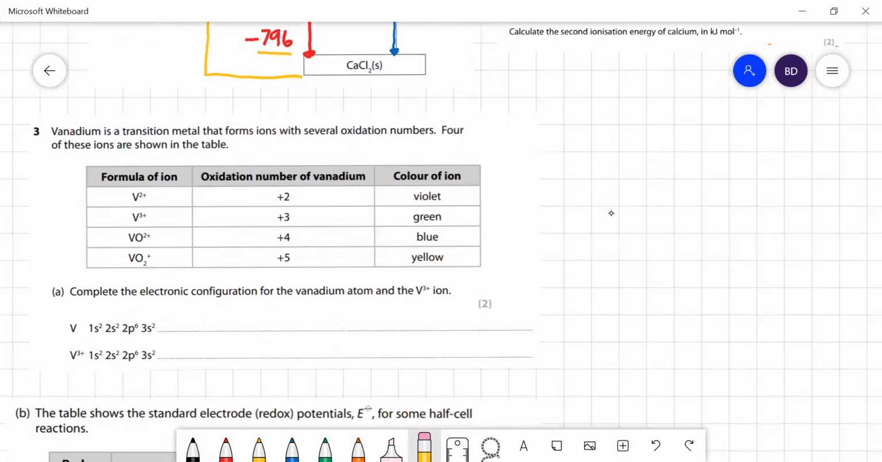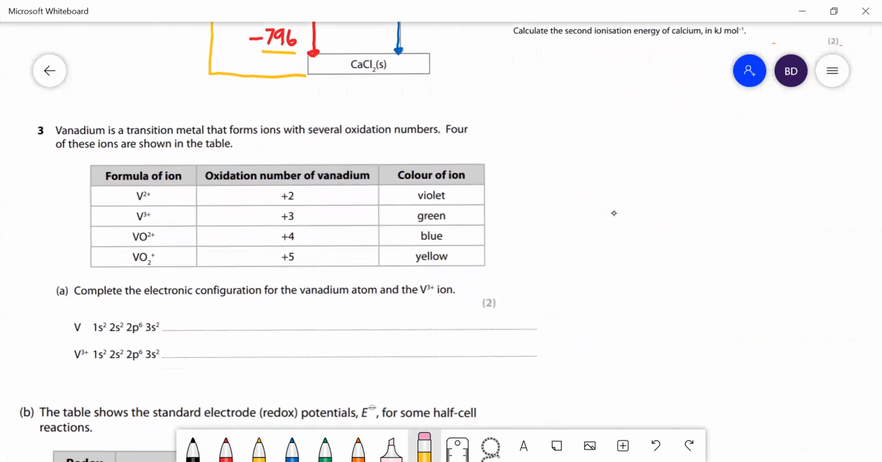Now, vanadium, transition metal. The electronic configuration of the vanadium atom, we'll have to complete it. If you look in your periodic table, you've got potassium, so that's 4s1. You've got calcium, which is 4s2, and then you've got scandium, titanium, and then vanadium. So that's 4s2, 3d1, 3d2, 3d3 for vanadium.